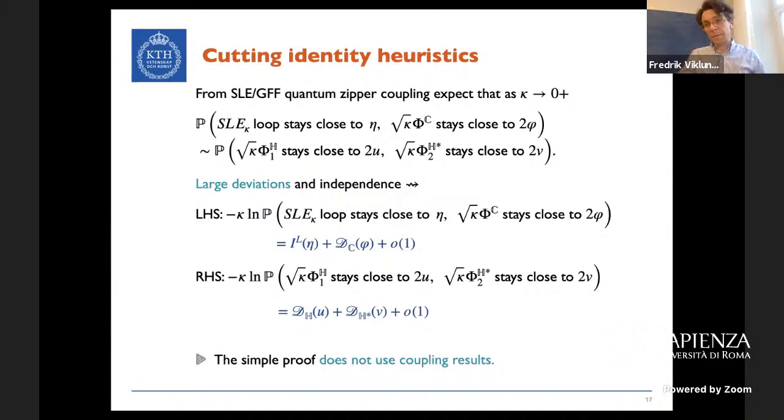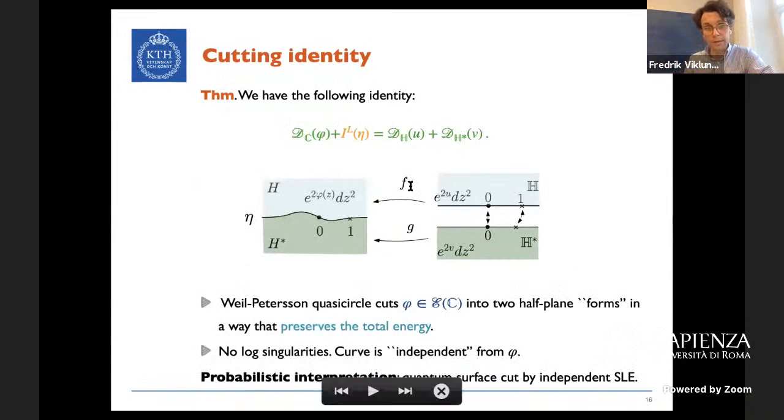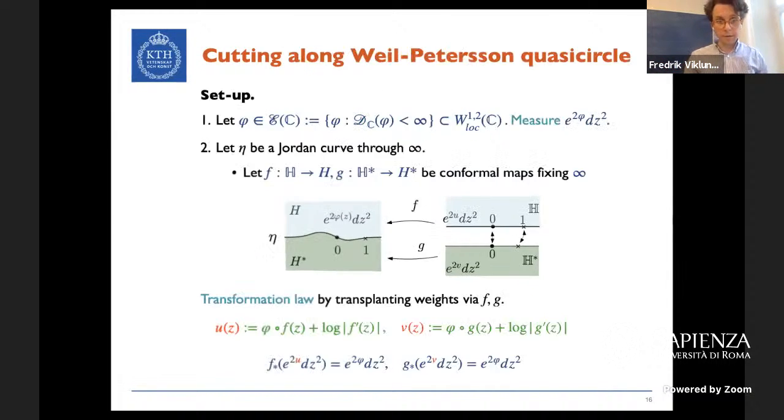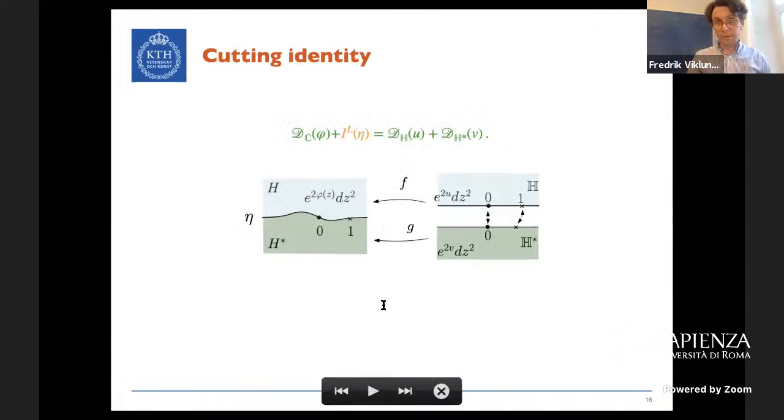Okay, so now we know that you can use a Weil-Petersson quasicircle to cut this Dirichlet class element in the whole plane into an upper and lower half plane part in a way that preserves the energy. So the question is whether you can go in the other direction. Starting with Dirichlet class functions in the upper and lower half planes, can you find a curve and a phi defined on the whole plane such that the corresponding identity holds, and this phi is obtained from the transformation law like this from the upper and lower half plane?